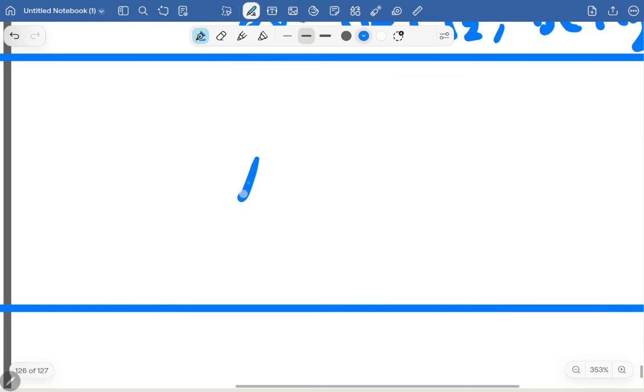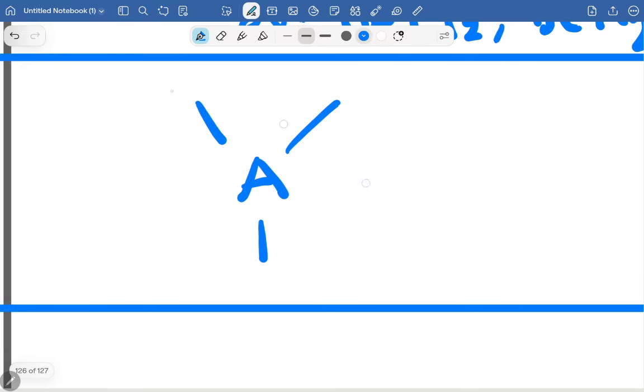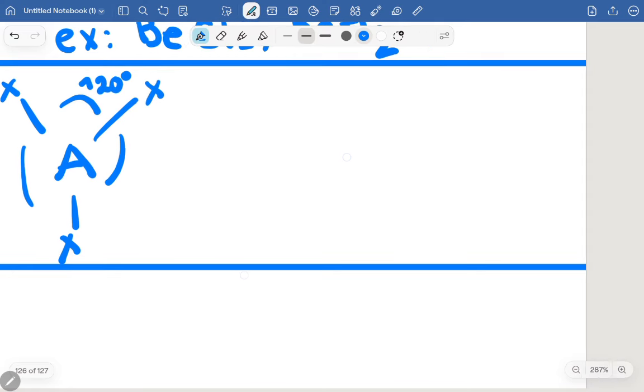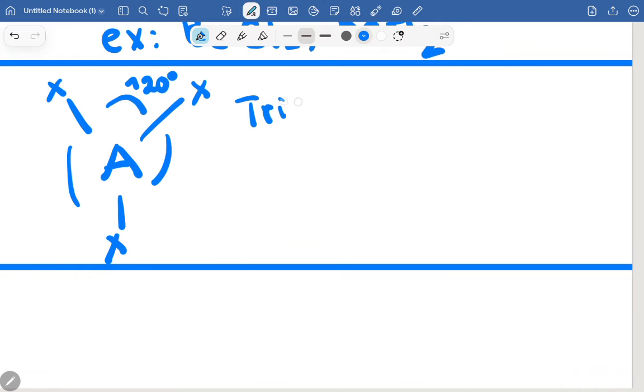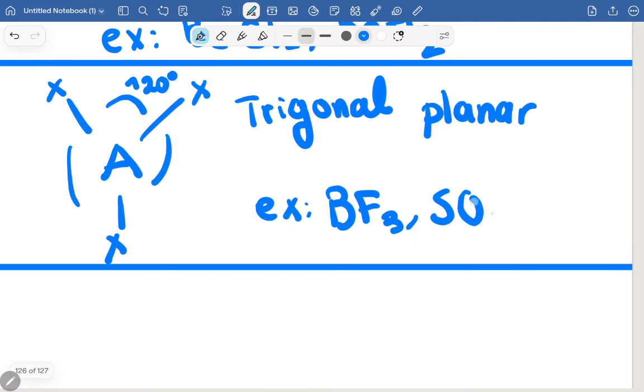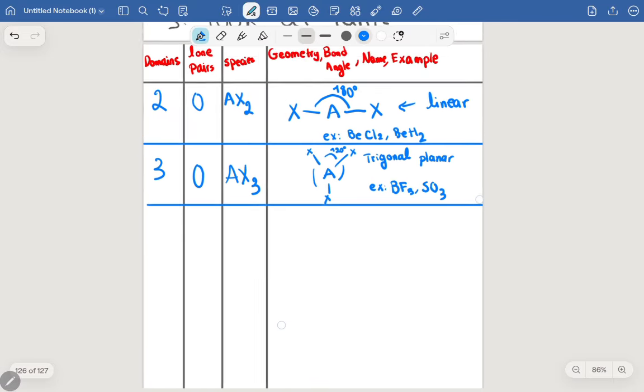We will have our central atom over here, and we will have 3 bonds like this, X, X, X, and the angle between each bond is 120 degrees. So all of these are 120 degrees. Now, the name of this is a trigonal planar, right? So it's in the shape of a triangle. Now, some examples of this are BF3, SO3, and etc. Okay, so this is 3 domains and 0 lone pairs.